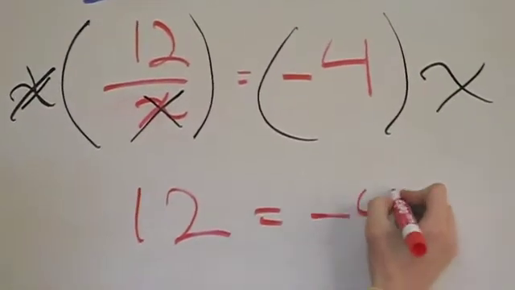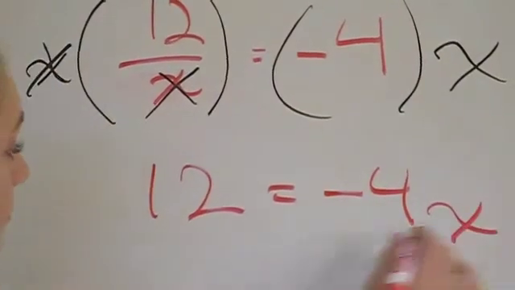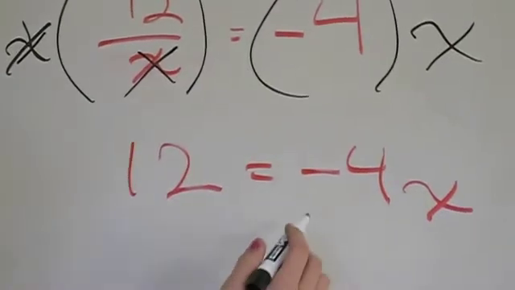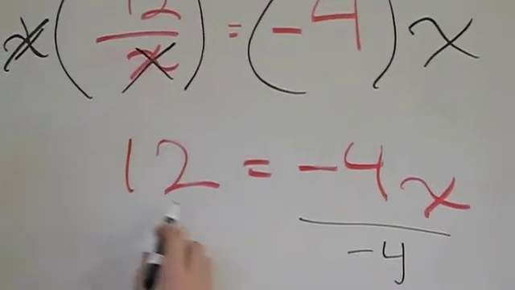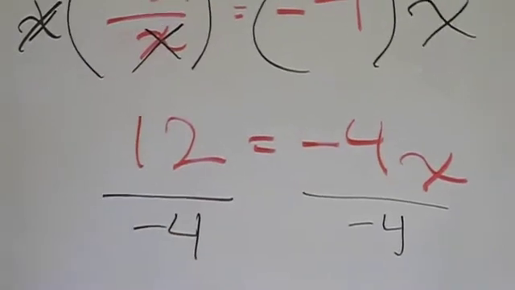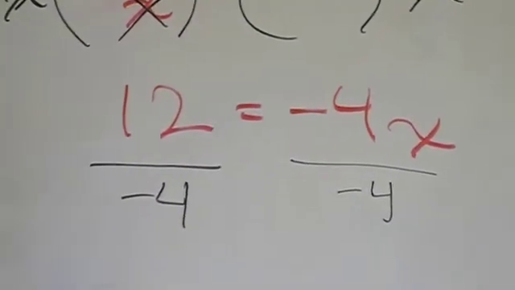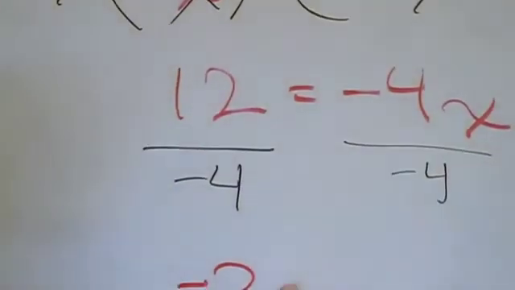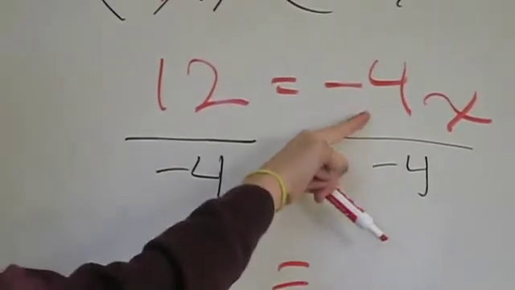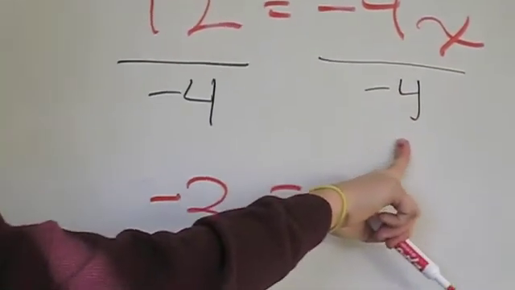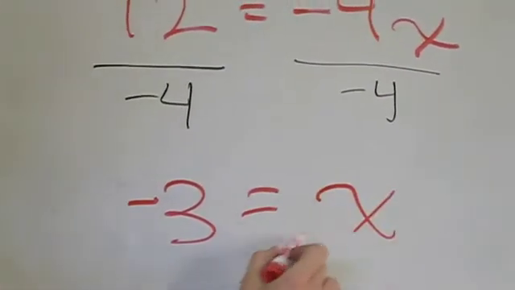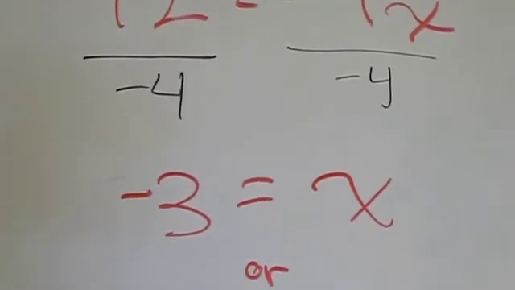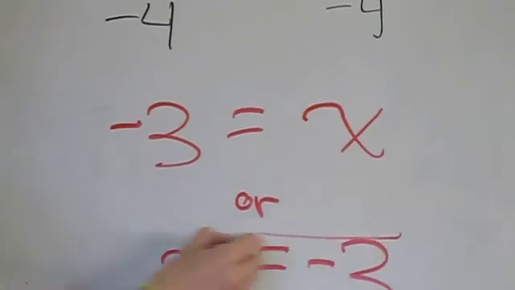So we're going to have -4x. And now we have to divide, because now we have a multiplication question on the other side. So we're going to have to divide by -4, and what we do to one side, we have to do to the other. 12 divided by 4 is 3, and because it's a positive divided by a negative, it's going to be -3. And -4 times x divided by -4 is just going to end up as x. So it's also x equals -3. So that right there is the answer.